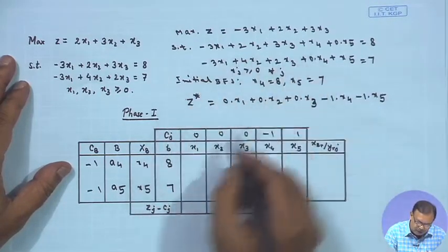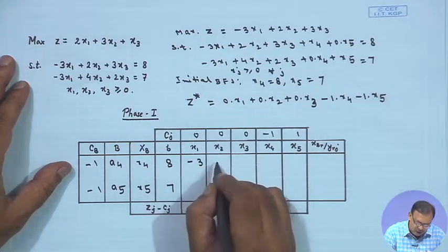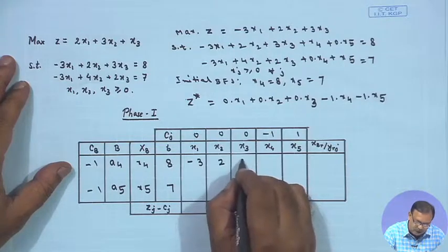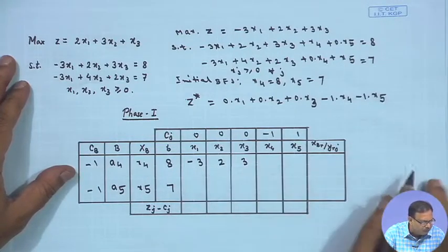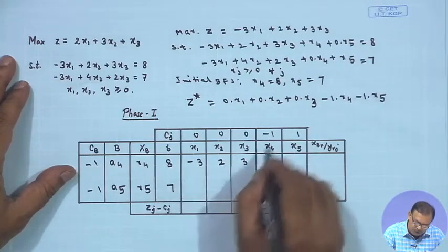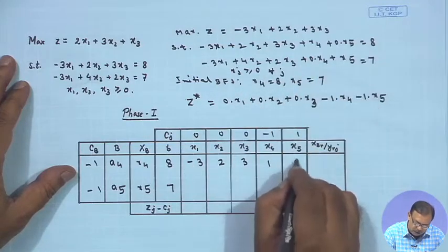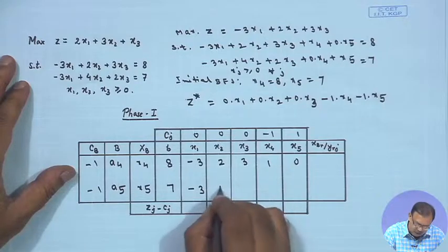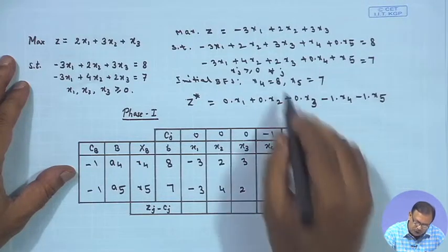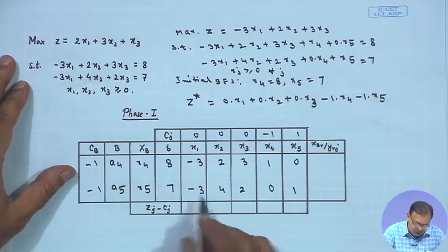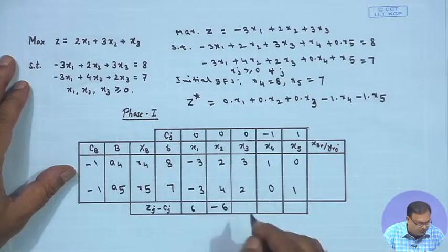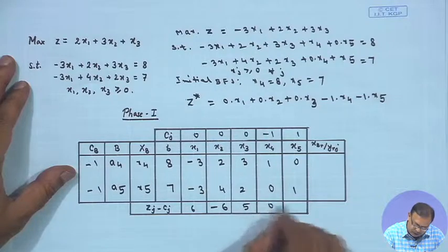So, let me write down the coefficients of the respective variables from the constraints. So, minus 3, 2, 3, then it is 1, it is 0. For the next one, it is minus 3, 4, 2, 0 and it is 1. Value of z j, if I calculate using the formula, you will obtain 6, minus 6, 5, 0, 0.